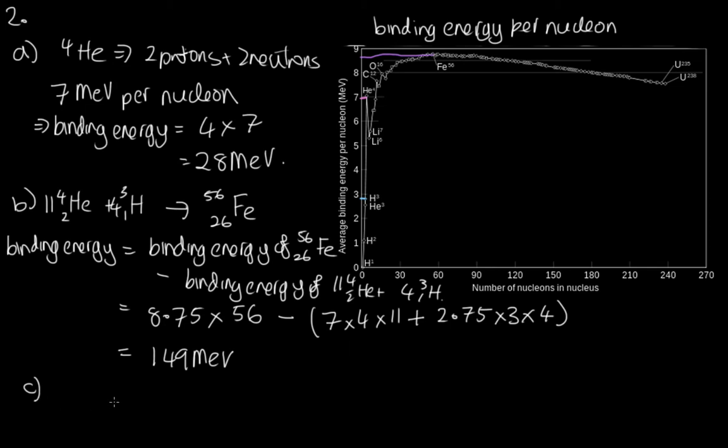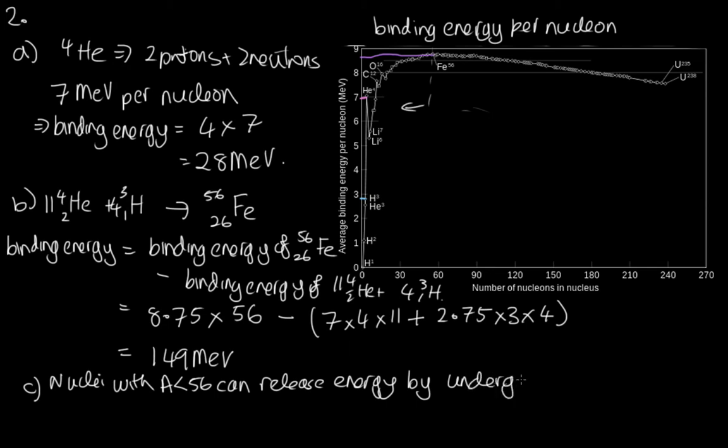So part C says explain why isotopes with A less than 56, so that's down here, tend to undergo fusion, while isotopes up here tend to undergo fission. Well, fusion is when they come together. So these ones which are lighter than iron, if they fuse together, they will enter a lower energy state, they'll release more binding energy, and everything in nature wants to try and get to the lowest energy state it can. So let's call them nuclei. Nuclei with A less than 56 can release energy by undergoing fusion, which is sticking together.